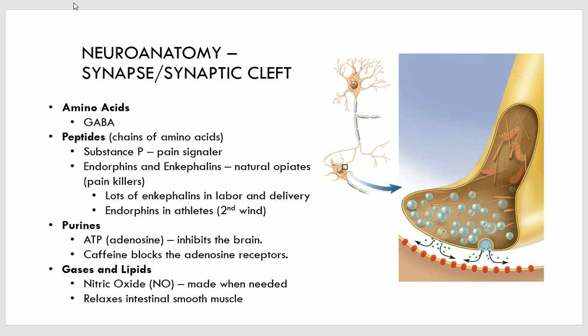I mean, well, now we do have epidurals and everything that we didn't used to have, but enkephalins are the painkillers that you think of when you think labor and delivery. Most of us have heard of endorphins. When an athlete gets their second wind, that's the action of endorphins kicking in, basically. Purines, ATP, or adenosine actually inhibit the brain, so know that. Caffeine blocks the adenosine receptor, so it doesn't allow for the brain to be inhibited.